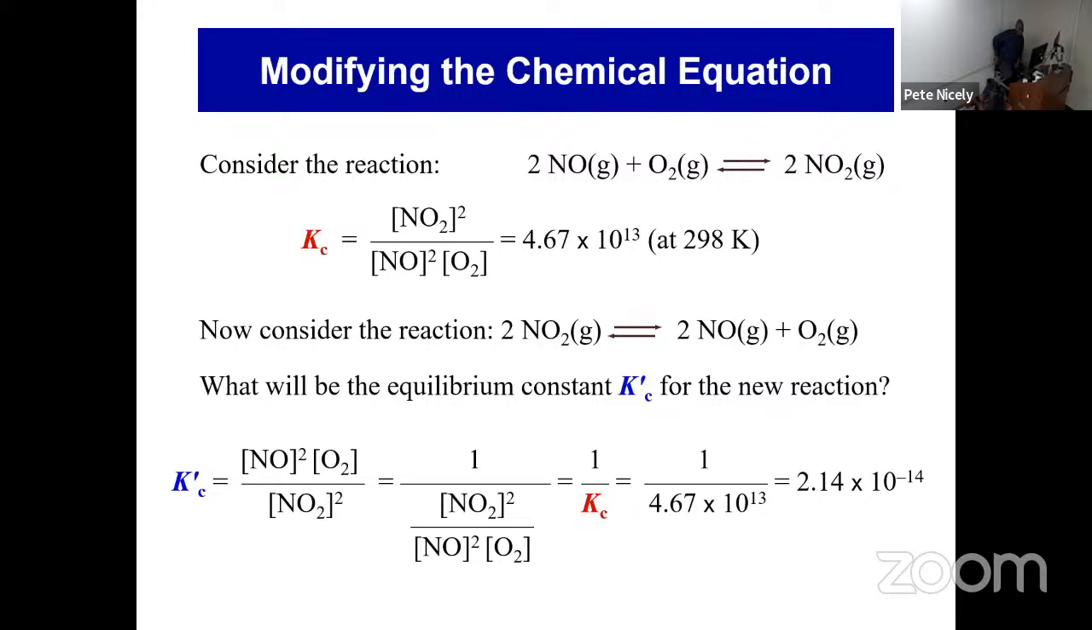So basically this is true pretty much in all situations of this type. The Kc for the forward reaction will be equal to 1 over Kc for the reverse reaction. And that is true pretty much all the time. So if you know the Kc for the forward reaction, all you have to do is 1 divided by that to get the Kc for the reverse reaction. Okay, any questions about this?